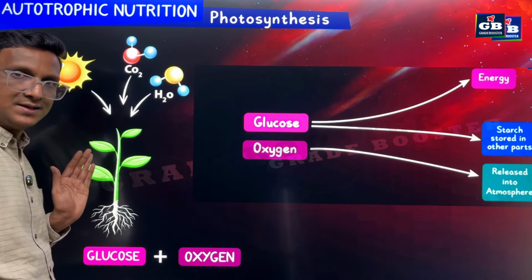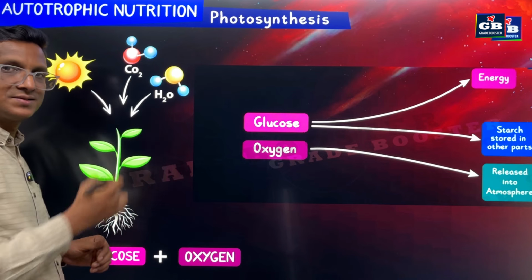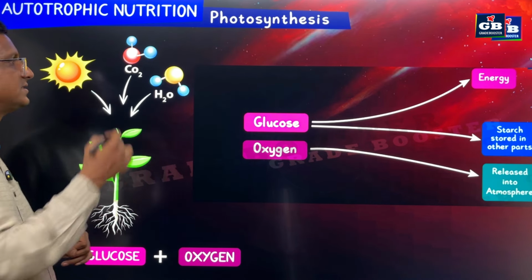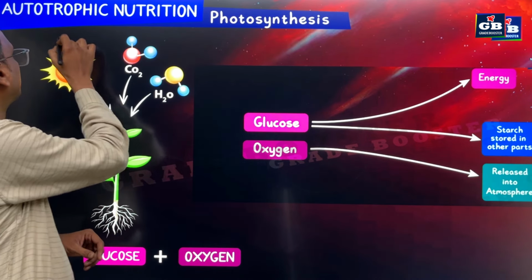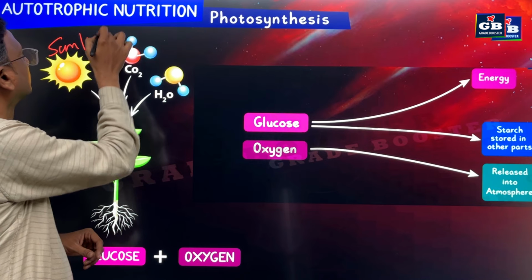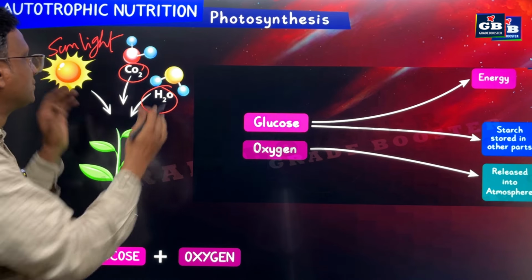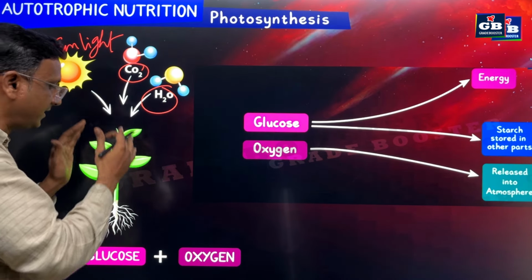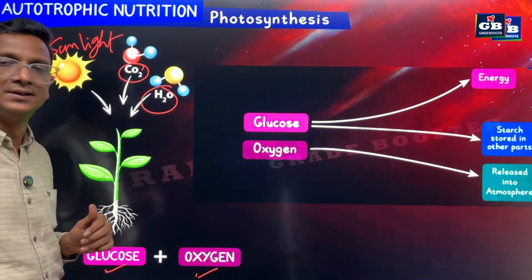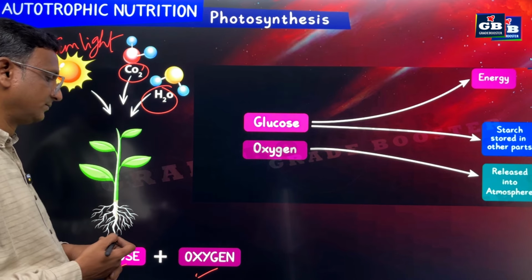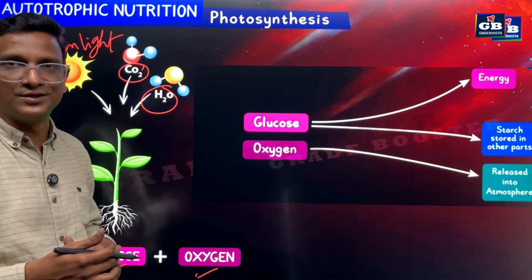So now here is a plant. Here we can see three arrow marks shown towards the plant. That means these are the raw materials required for photosynthesis. The first one is sunlight, and CO2 and water. So these three things are the raw materials that are taken by the plant, and it gives out the products glucose and oxygen. So what does the plant do with this glucose and oxygen? Why does a plant need glucose and oxygen?